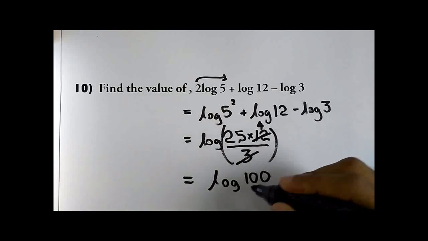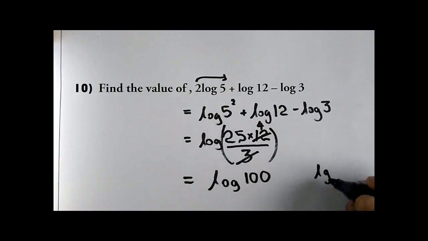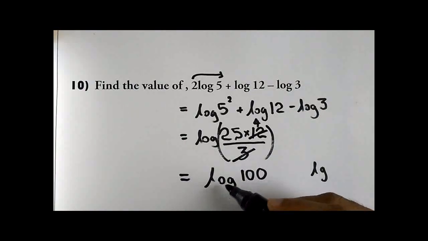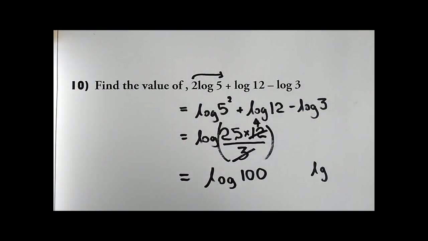Okay, the thing is they haven't given the base. If they gave only LG, that means the base is 10. But here they have used LOG, so we can't guess the base. So let it be. Log 100 is the answer.